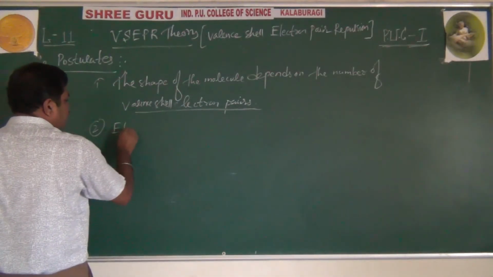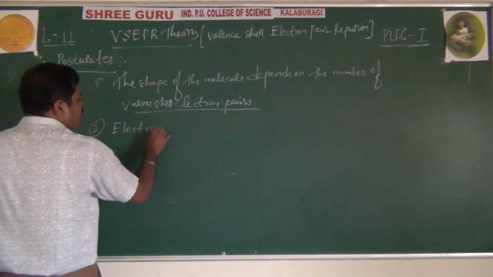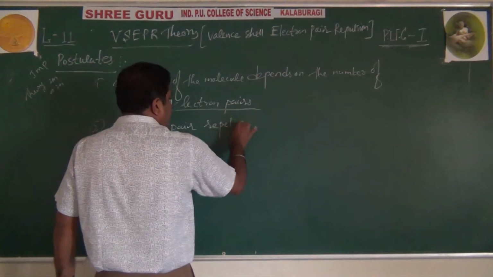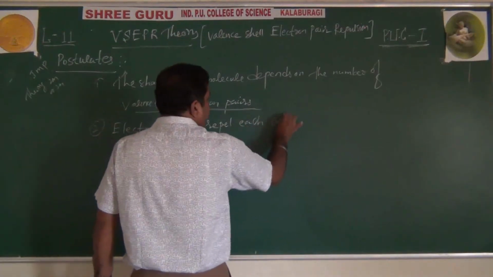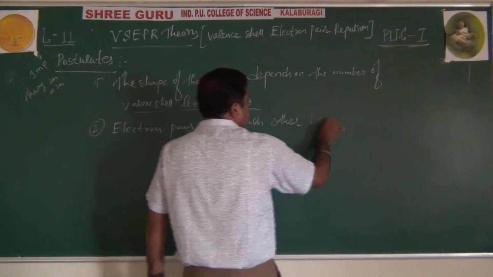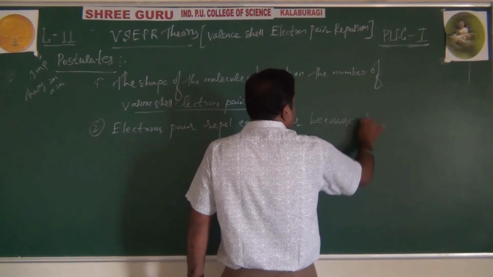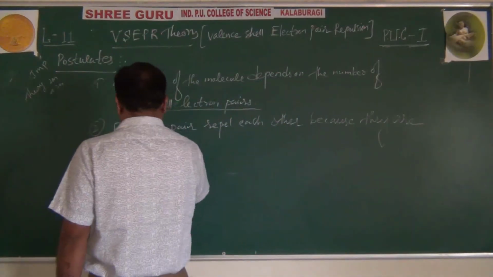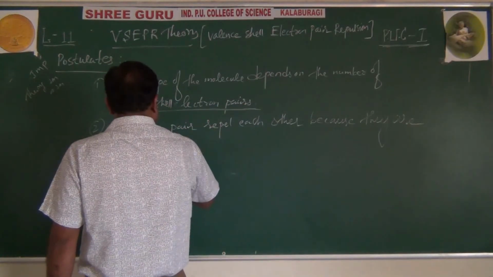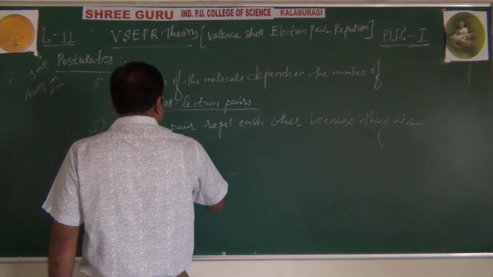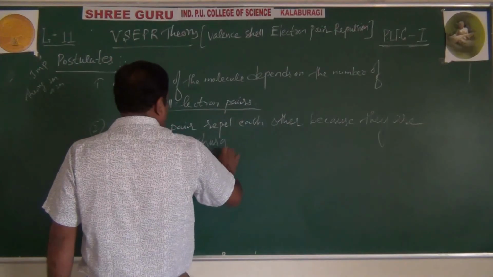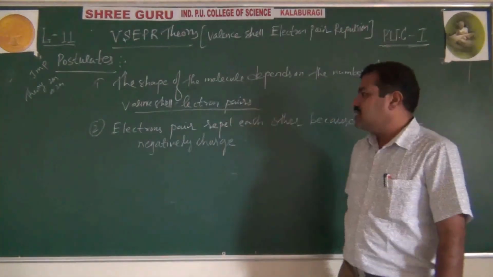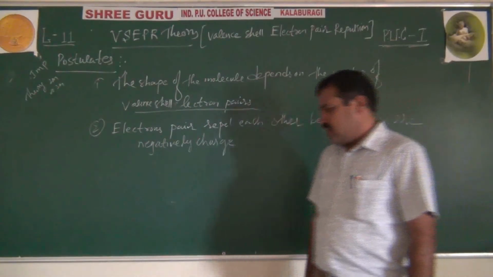since electron pairs repel each other. Why? Because they are negative charges. They may be bonding pair or lone pair. They are electrons. Electrons are negatively charged. Like charges repel each other. Right?